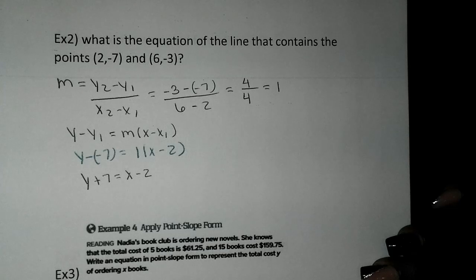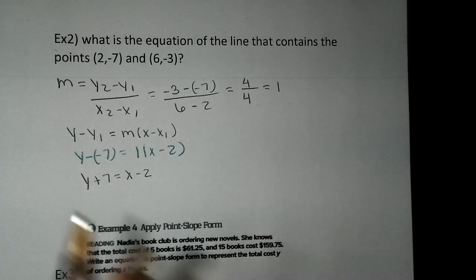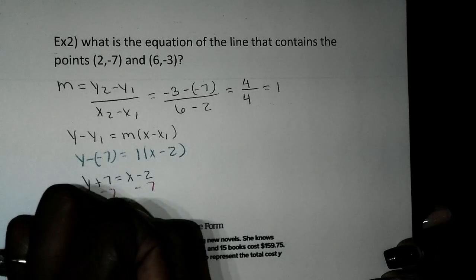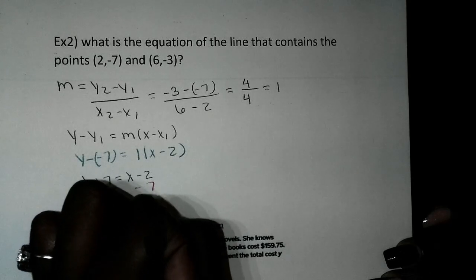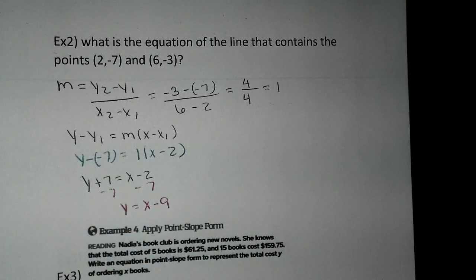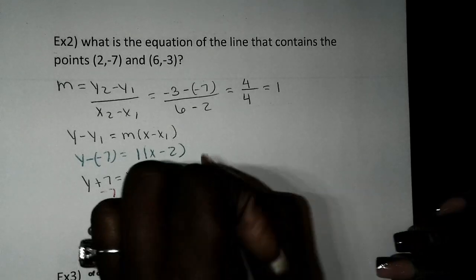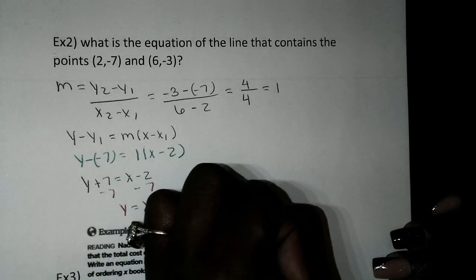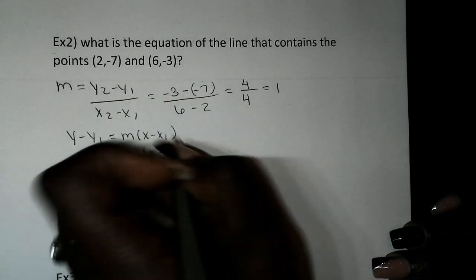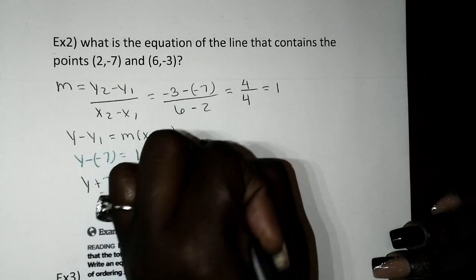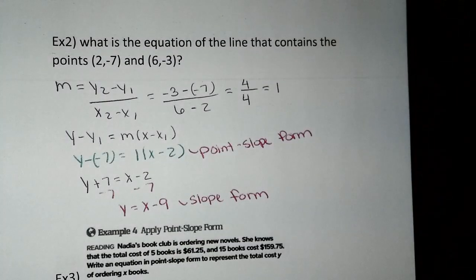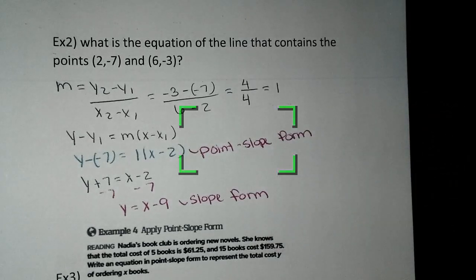And remember, we move our 7. y equals x minus 9. And that is our new equation. So this is in slope form, and this is in point slope form. Remember, point slope, slope.